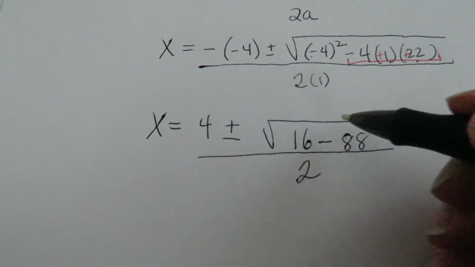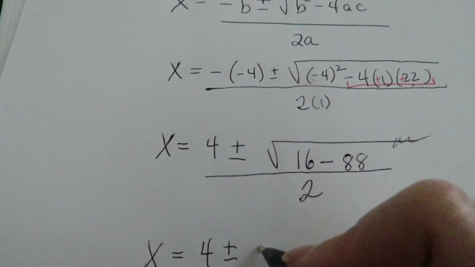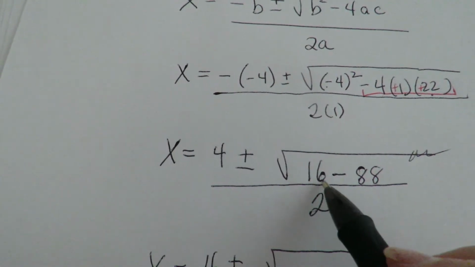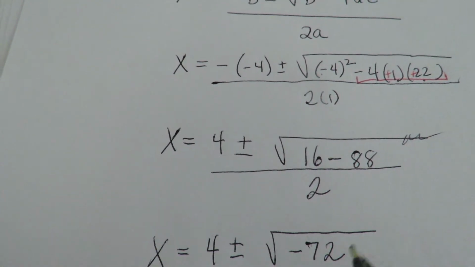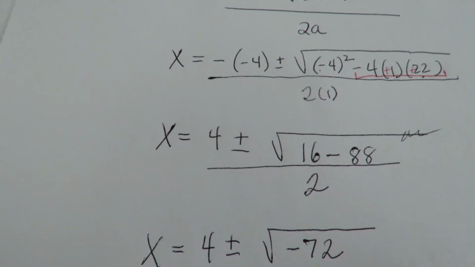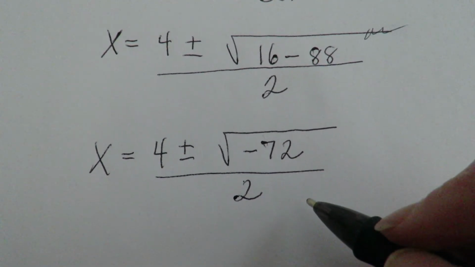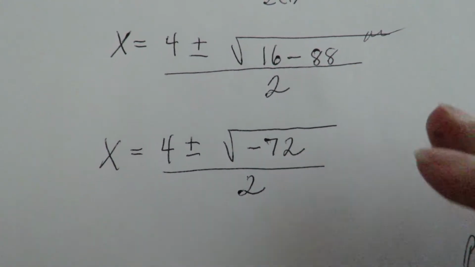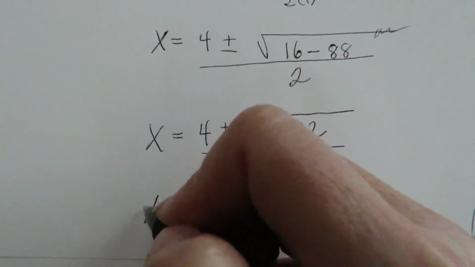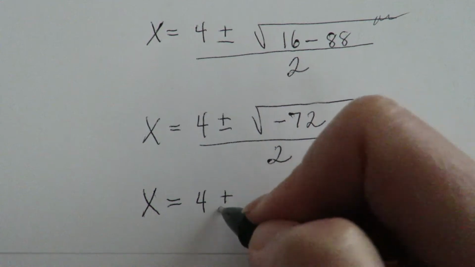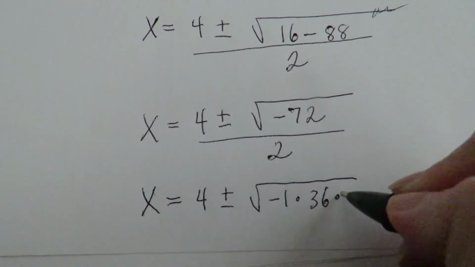Again, you want to keep it as this radical until it's done. So I'll do the 16 minus the 88. That's going to give me a negative 72. As I just mentioned, we are in complex numbers, so you want to keep going with this problem. You want to think about what is the biggest perfect square in 72. You also want to identify that there's a negative 1 under the radical.